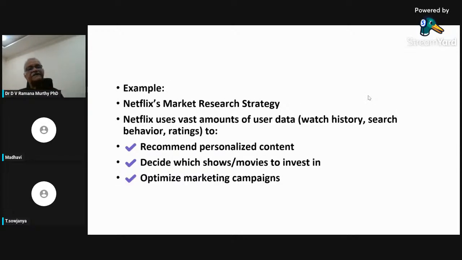So if you just consider an example here again, before I close this session, it is almost 10:52. Say, Netflix's market research strategy. Again, I give you this. The Netflix OTT platform uses a vast amount of user data. How do they do it? They study watch history, search behavior, and their ratings.